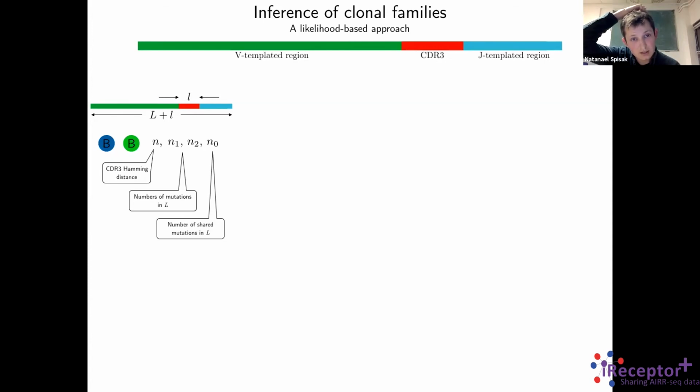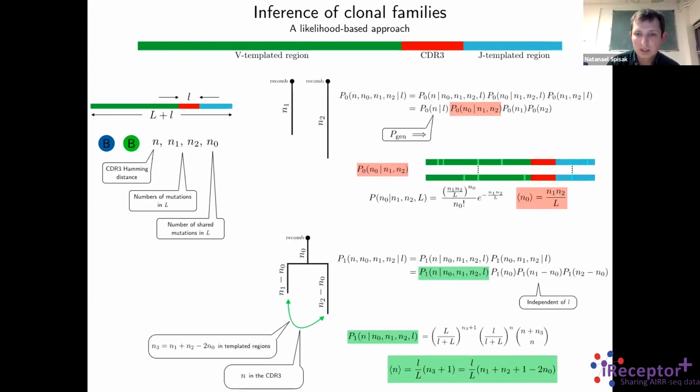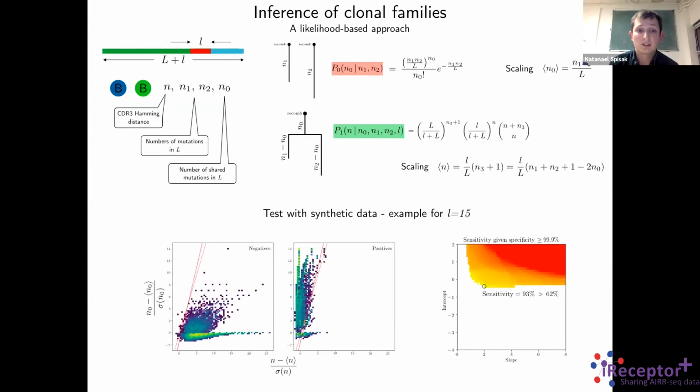And this is possible since what we sequence is not only the CDR3, but also the templated regions. And in particular, we see how many mutations in the templated regions the two sequences have, and how many of the mutations are in fact shared. And so by writing down likelihoods, and I'm sorry, but I'm going to essentially skip through that here, we can write the likelihood for the two hypotheses, the one that the two sequences are independent, and the one that they are related.